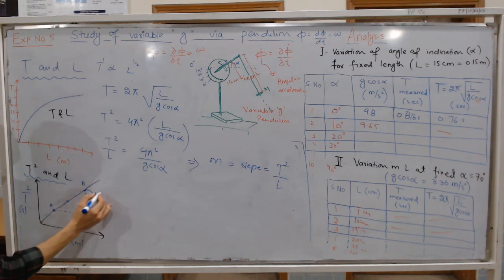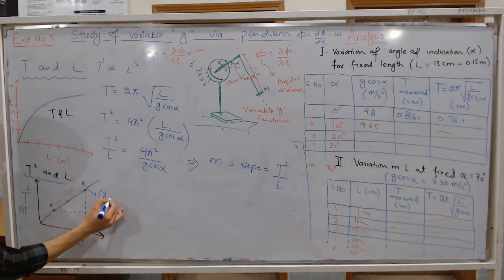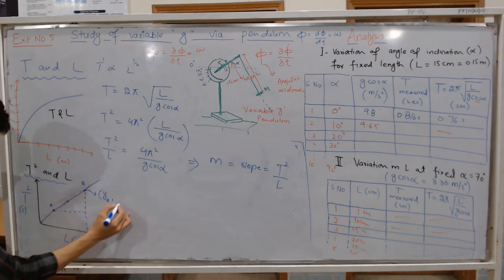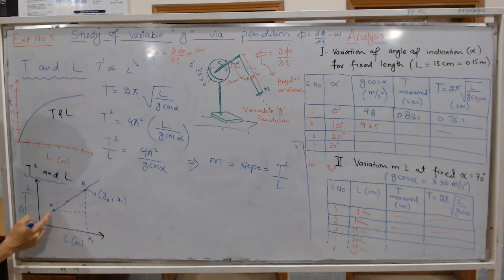This point is actually y2, the y value is y2. And the x value is, let's say this is x2. This point is actually x1, and this point is actually y1. So, this is actually the x1, y1 point.